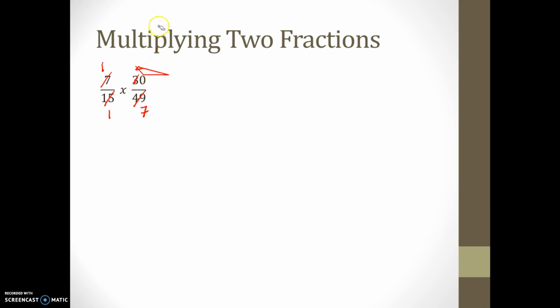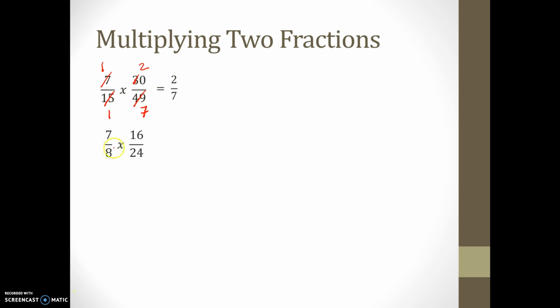Oh, my pen is really messing up. Okay, so I divided 15 and 30 by 15. I got a 1 down there and then a 2 up there. And now I'm ready to multiply. So 1 times 2, I'm going to multiply my numerators, is 2. And I multiply my denominators, 1 times 7 is 7. All right, let's do the next one.